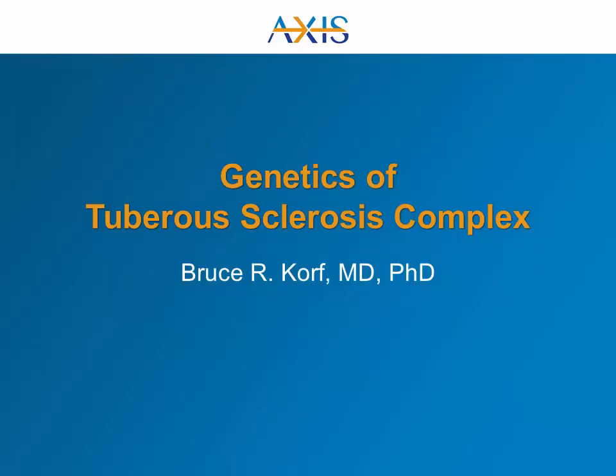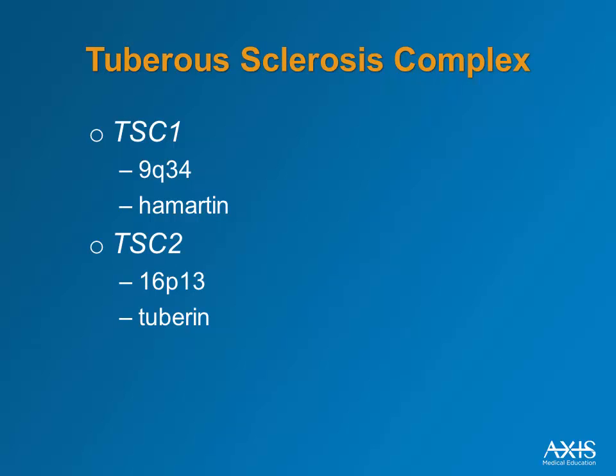So let me now make some comments about the genetics of tuberous sclerosis complex. There are 2 distinct genes that have been identified, mutations in either one of which will cause fundamentally the same disorder. One of these, referred to as TSC1, encodes a protein called hamartin, is located on chromosome 9, and the other gene, TSC2, encodes tuberin, and the gene maps to chromosome 16. Now, individuals with tuberous sclerosis complex will have a mutation either in TSC1 or in TSC2, and generally not both.